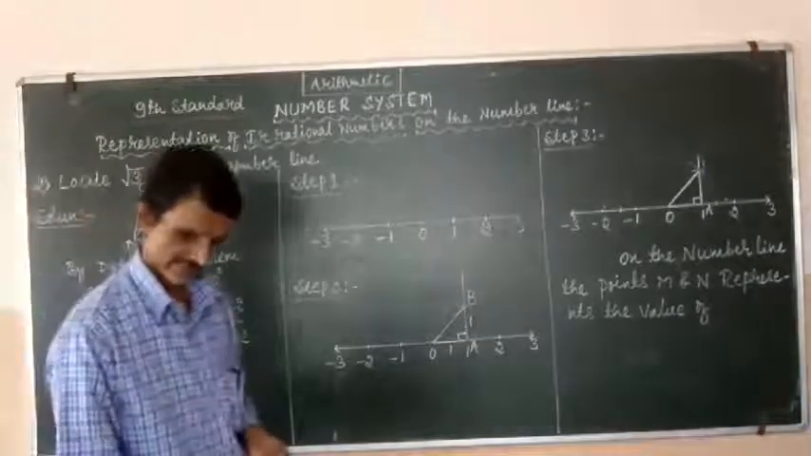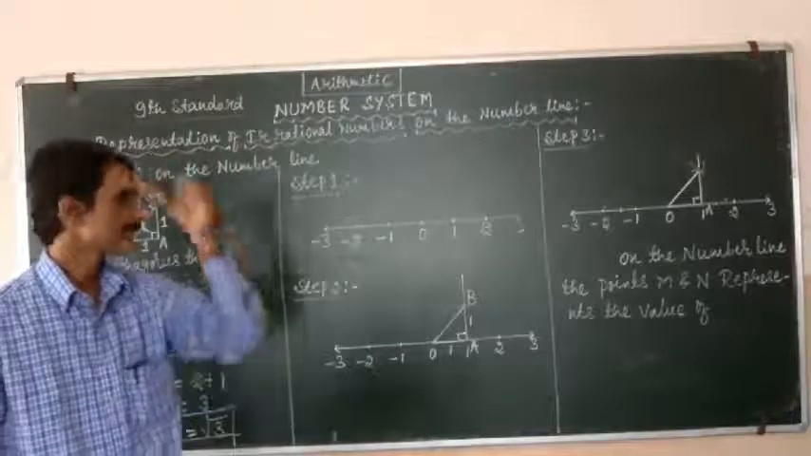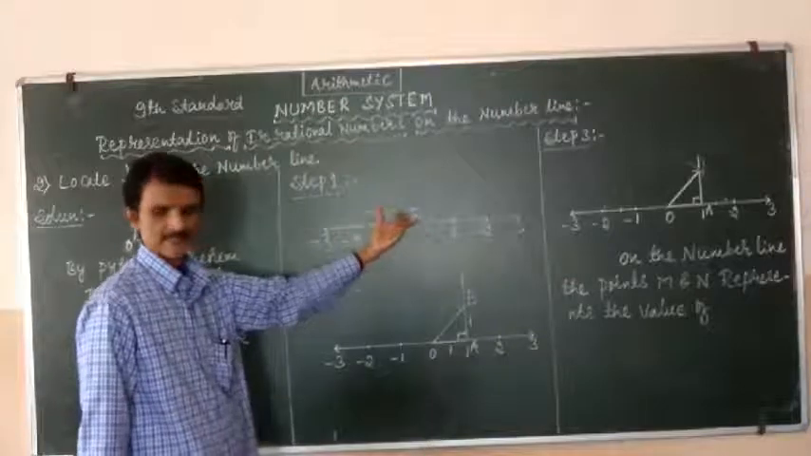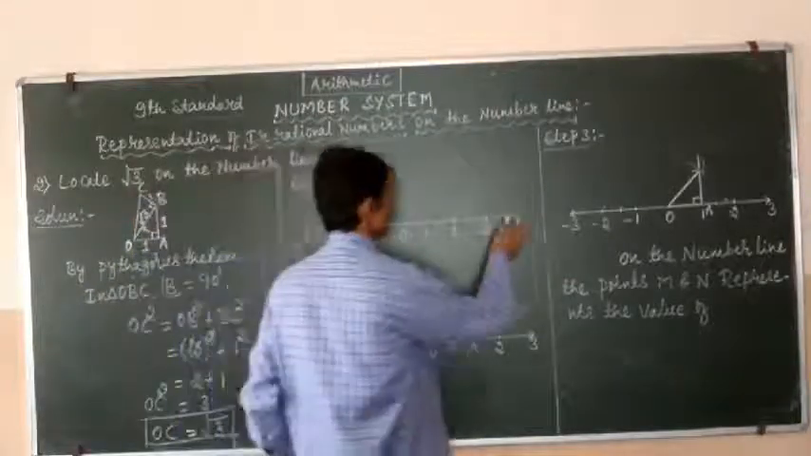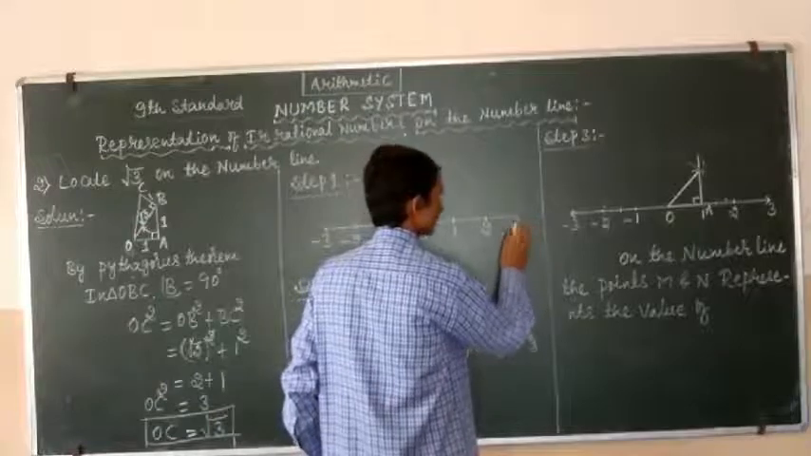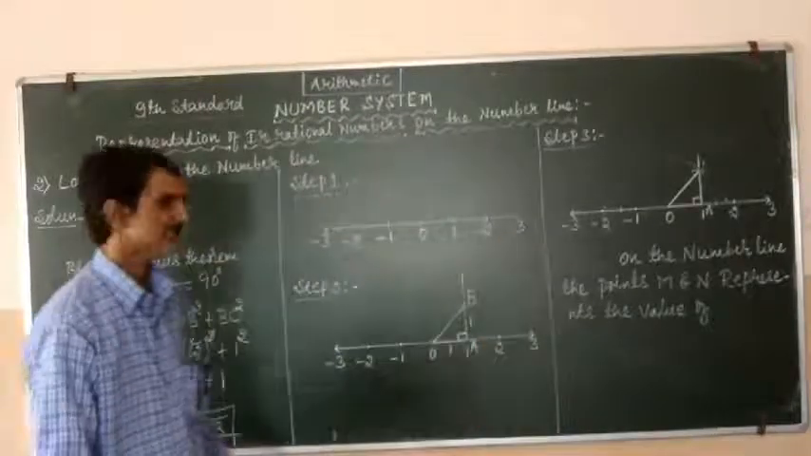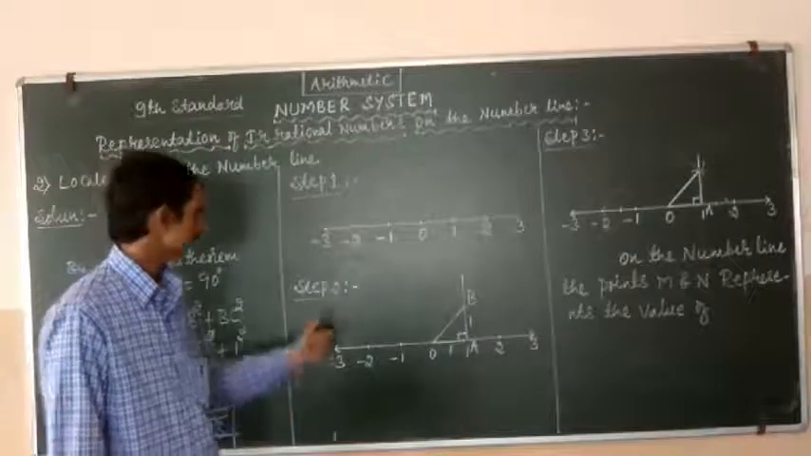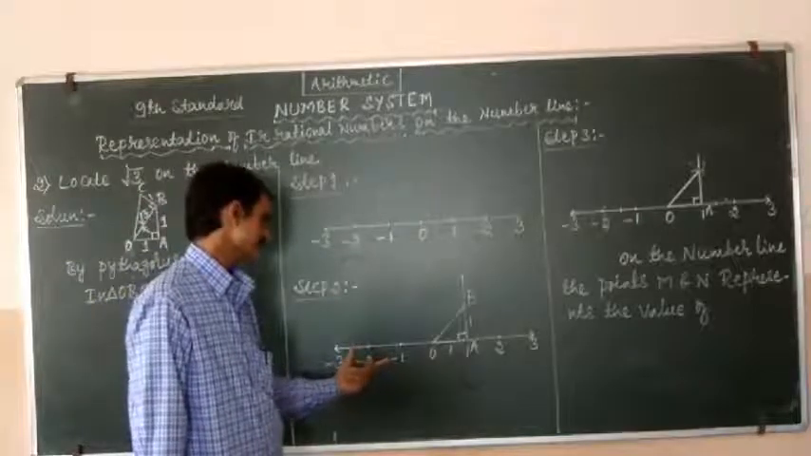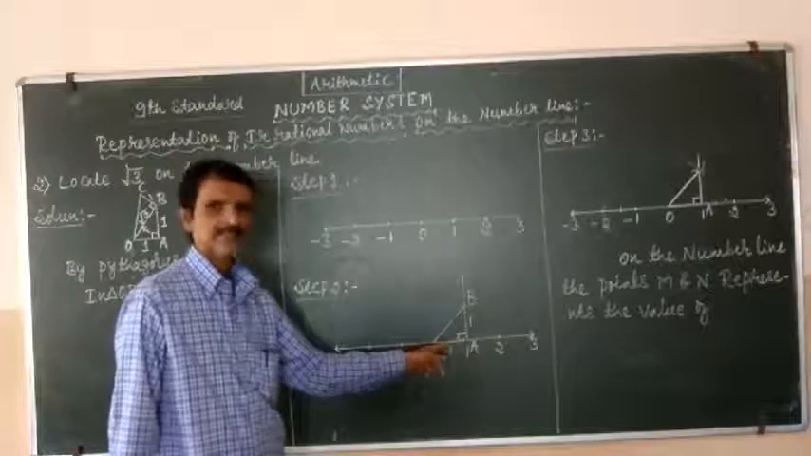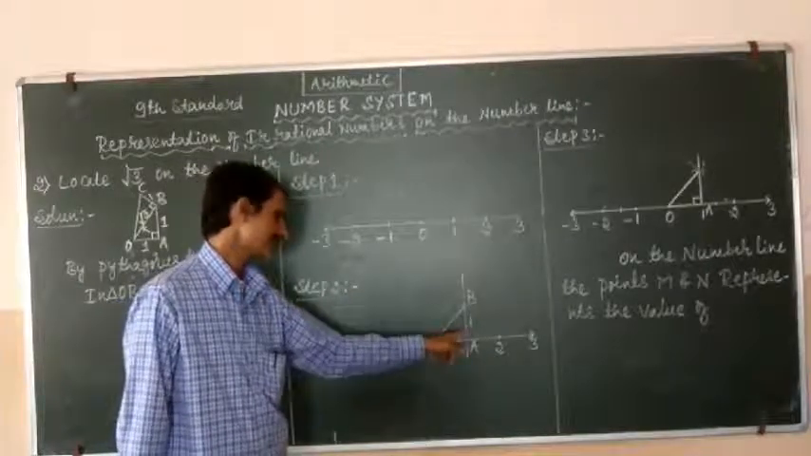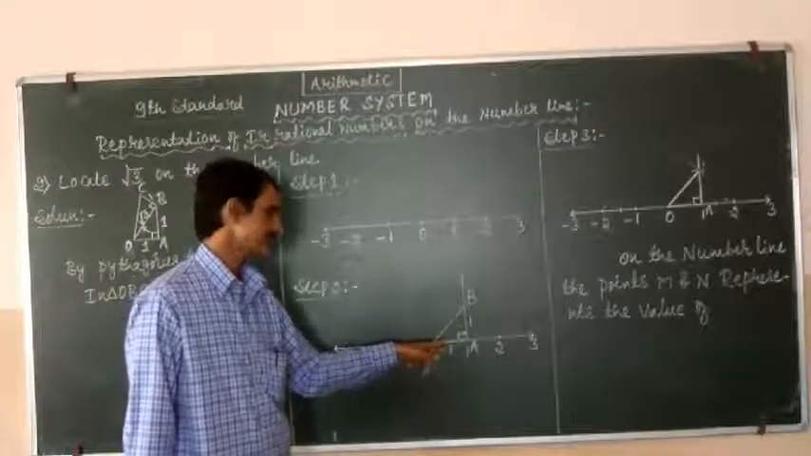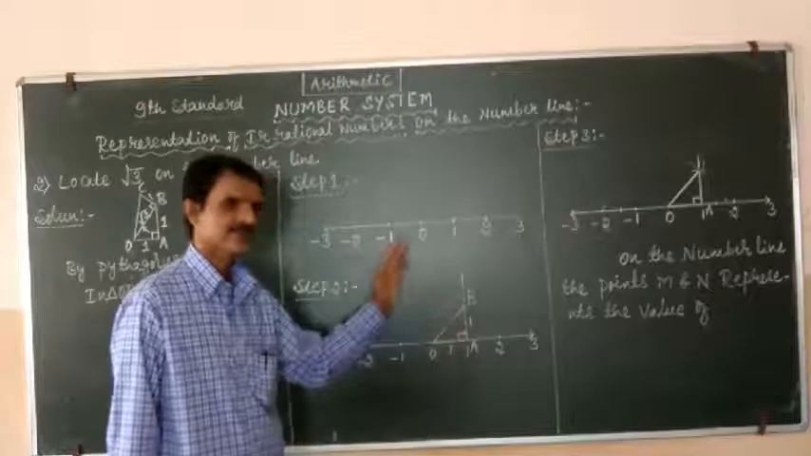Now, in a similar way as in the previous problem, in the first step, draw the number line with equal units. I have already drawn it. In the second step, once again on the number line, construct a right angled triangle with 1 unit.